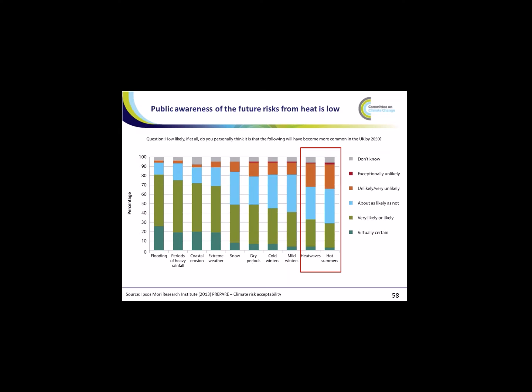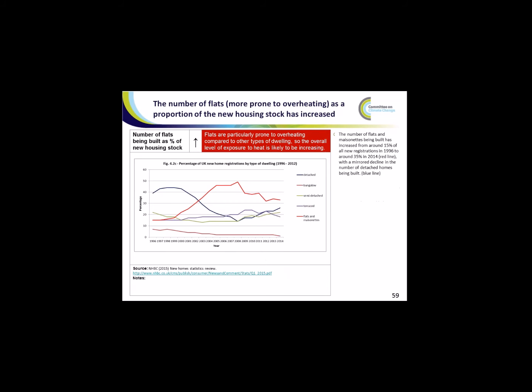Just sticking with the overheating story for another couple of slides, here are some other indicators. We've already talked about urban green space, and that's something we've focused on quite a lot in the overheating section. This one is showing what's happening with different types of dwellings in the overall housing stock. So we looked at the percentage of new home registrations over the last 20 years, and the red line on this graph is the number of flats that are being built.